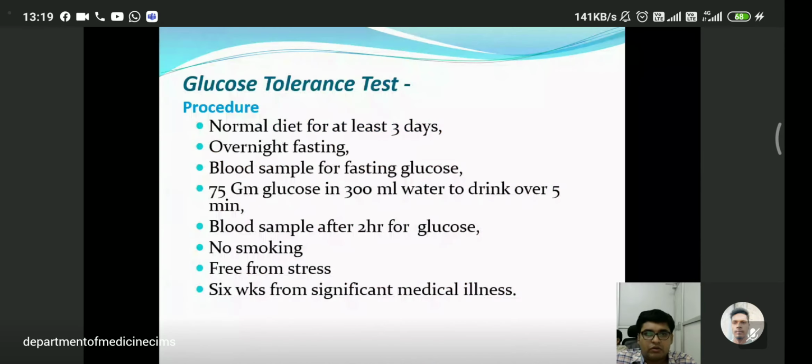So how do we do this glucose tolerance test? Normal diet for the last 3 days, overnight fasting, a blood sample for fasting glucose, then 75 gram of glucose in 300 ml of water to drink over 5 minutes. Blood samples will be taken after the intake of glucose. There should be no smoking or recent smoking. The patient should be free from stress because this can also lead to hyperglycemia, and for 6 weeks before there should not be any significant medical illness.